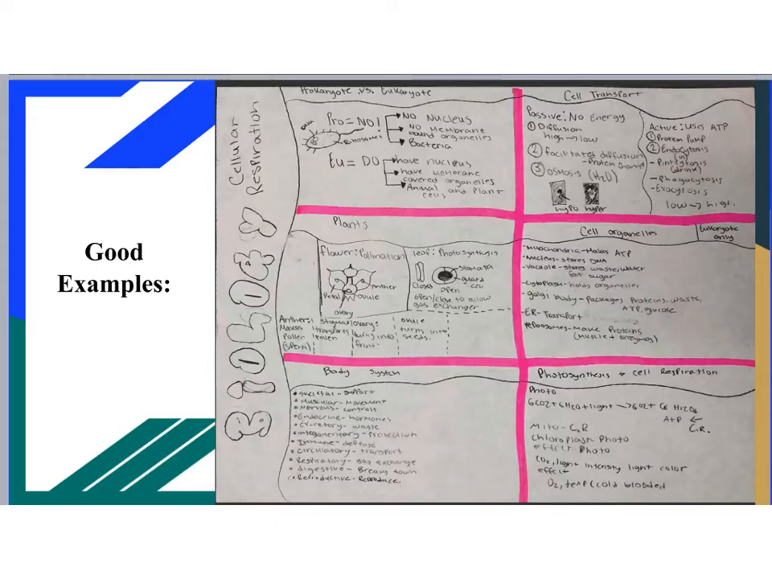They have categories. So they have, for example, prokaryotes versus eukaryotes, cell transport. Everything is divided up. You could tell there's vocab on there. And they also drew some pictures on there. So even though it looks a little sloppy and it's not very colorful, it still has all the information there and it's all nicely compiled.